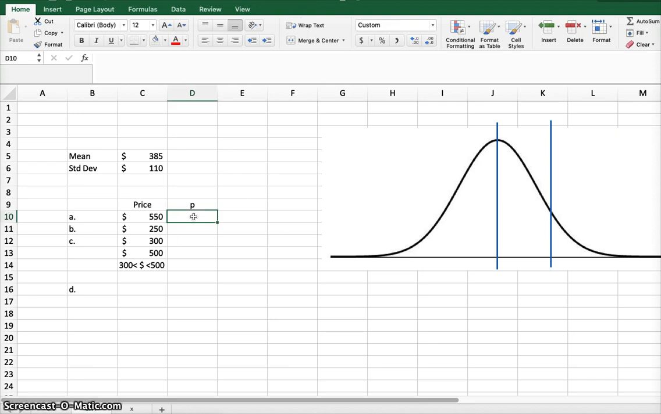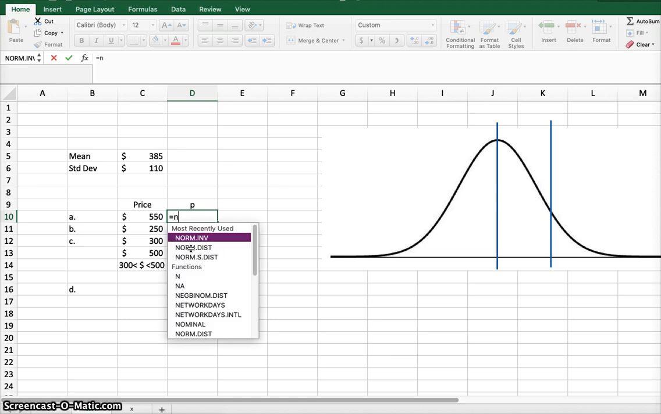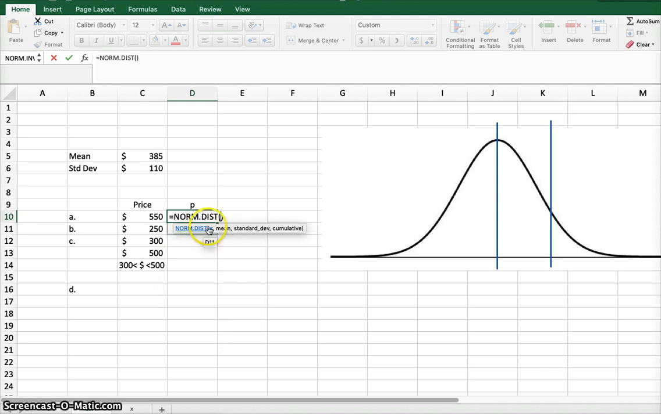Luckily, again, Excel makes this very easy for us. It gives us a function called NORM.DIST, or normal distribution. It's just equals N-O-R-M dist, NORMDIST, not NORMSDIST, but just NORMDIST. And then it tells you what it wants right down here. It says, okay, what's X? Well, X is 550, okay? And then it wants a comma, so you put in a comma.